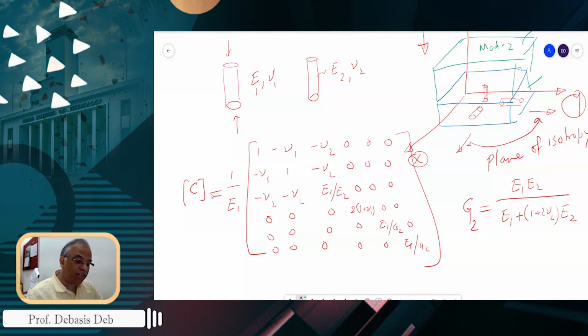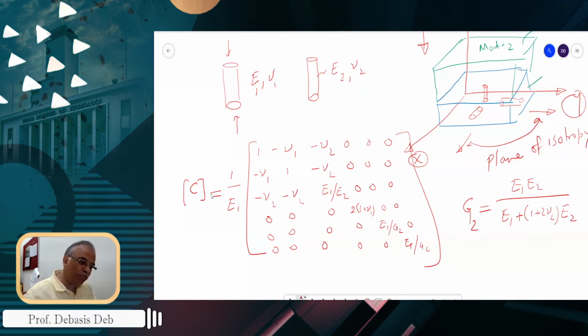Now we have not only E and mu, we now have four properties: E1, mu1, E2, mu2. Two are along the plane of isotropy, and we are assuming that in the X and Y direction they are the same, and in the Z direction, transverse to the plane of isotropy, they are different. So the C matrix will now change like this.